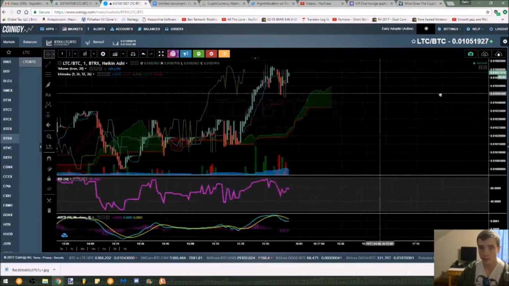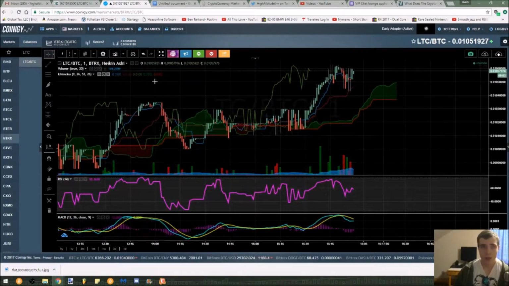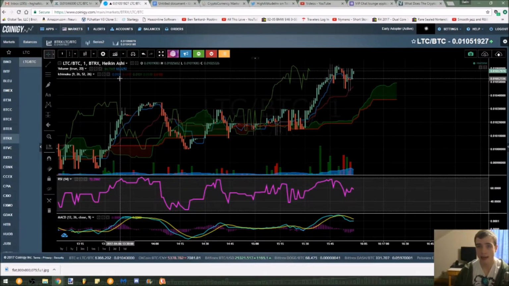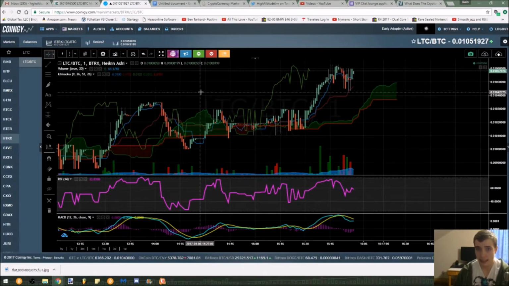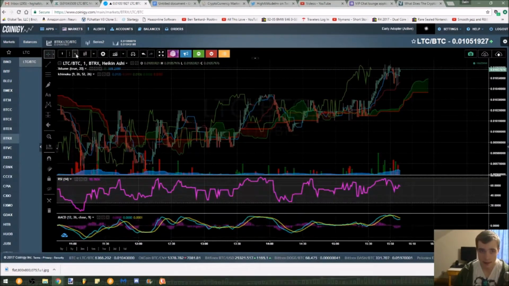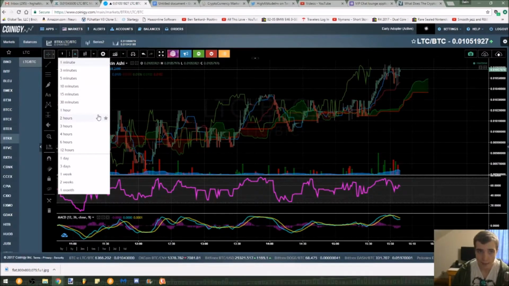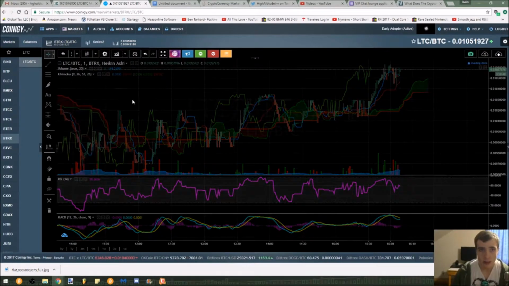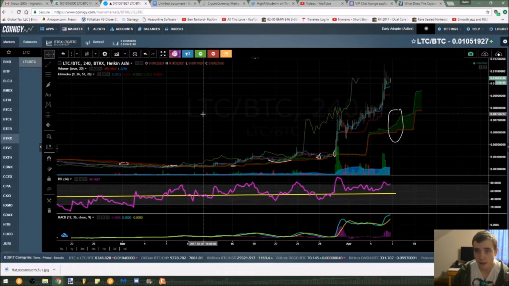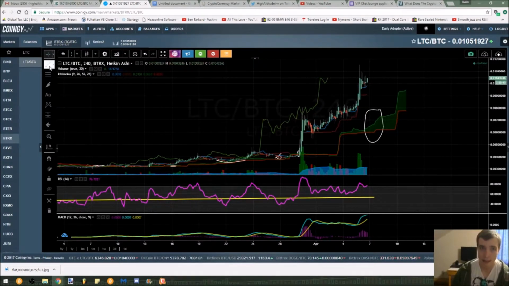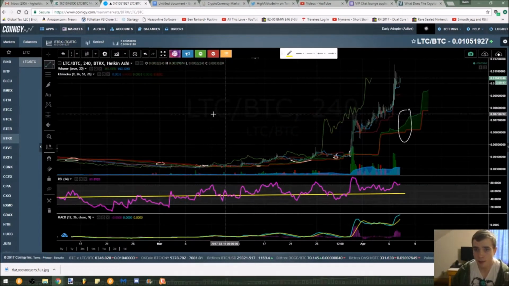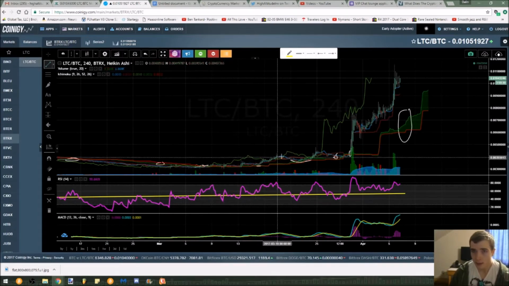Now, the Ichimoku cloud has its place, and it is a very, very useful indicator. But again, it is an indicator, and indicators are never perfect. So don't ever rely purely on indicators. Rely on price action and trading plans and risk management, because those are the most important things.